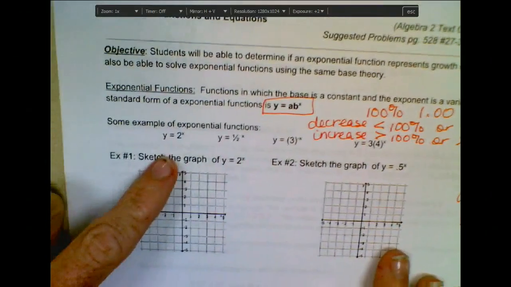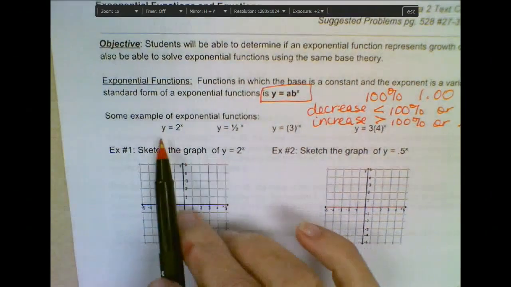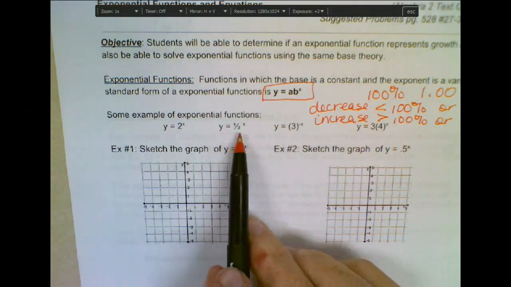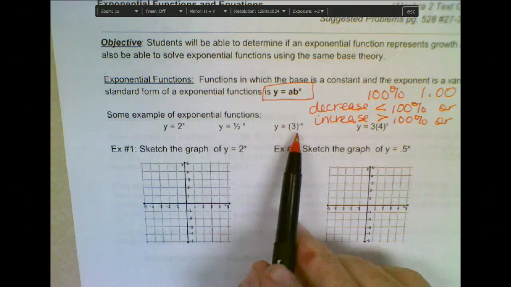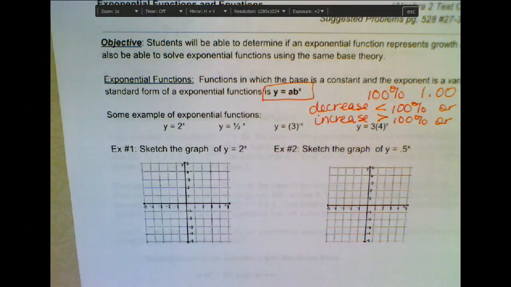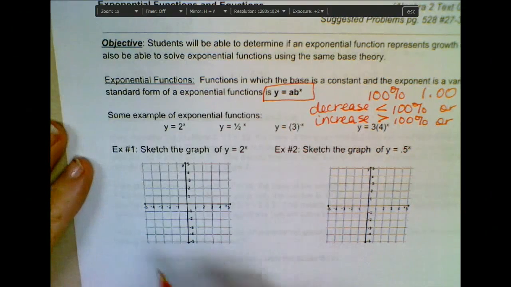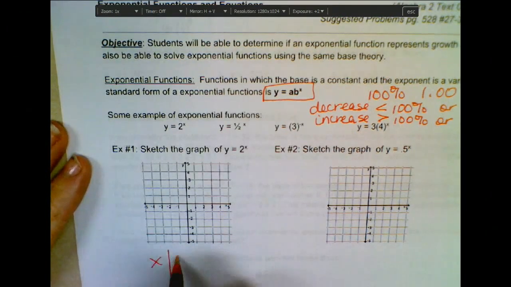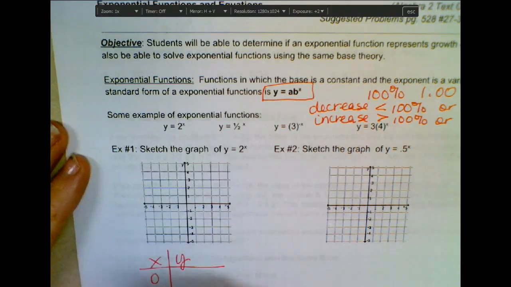Okay, so here's some examples of exponential functions. Y equals 2 to the x, y equals 1/2 to the x, y equals 3 to the negative x. So I want you to first just sketch out y equals 2 to the x. The easiest way to do that is use things that are easy for you to graph. Okay, you can make a quick little table of values. Have an input of 0, 1, and 2. That's easy enough.